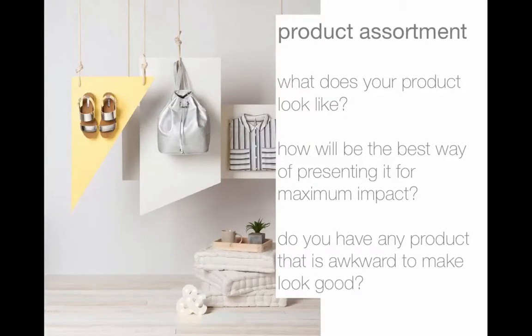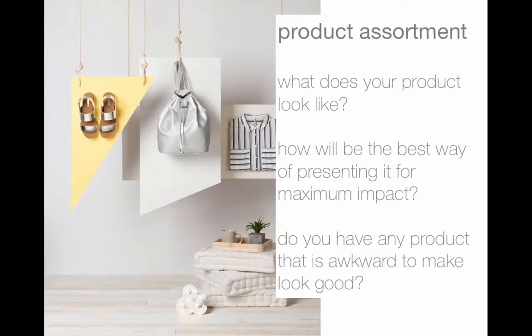Product assortment is another term that you can think about. So what does your product look like? What's the range of product? What's the stock like at that particular moment, for that particular season, perhaps? And how would be the best way of presenting it for maximum impact? So think about the actual product that your brand is selling.